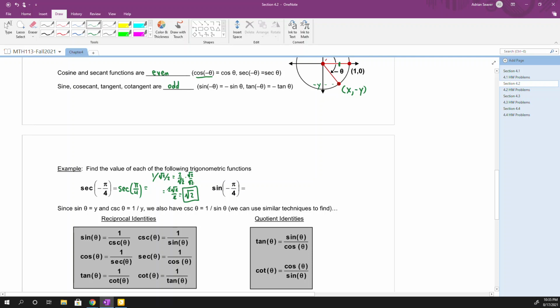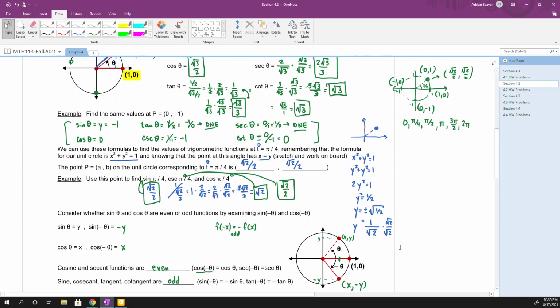Well, the sine of negative pi over 4, now remember this is an odd function, right? So that's going to be the same as negative sine of pi over 4, and we determined that earlier. Sine of pi over 4 is square root of 2 over 2. So that would be the sine of negative pi over 4, negative square root of 2 over 2.